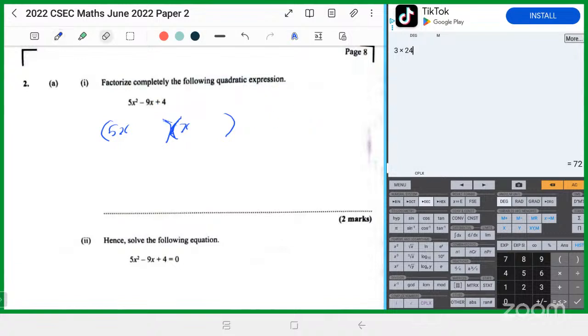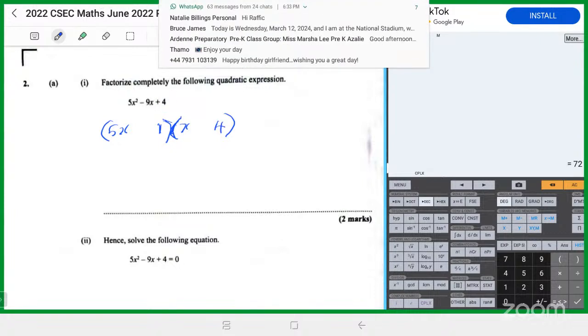That's the only factors to try. So let's say I try 2 and 2. Then my far product would be 10x and my near product would be 2x, and they add to 12x. But my middle term is negative 9x, so I know it can't be 2 and 2. I'm doing it wrong first. So let me put 4 here and 1 here, the other two factors of 4. So I'm putting them wrong first.